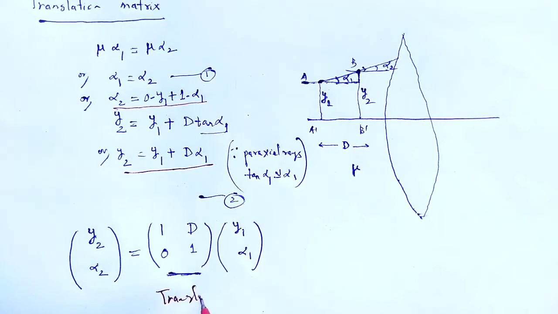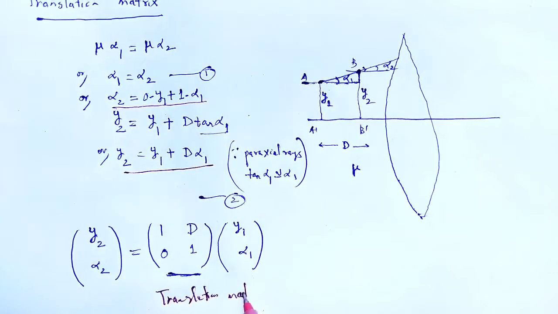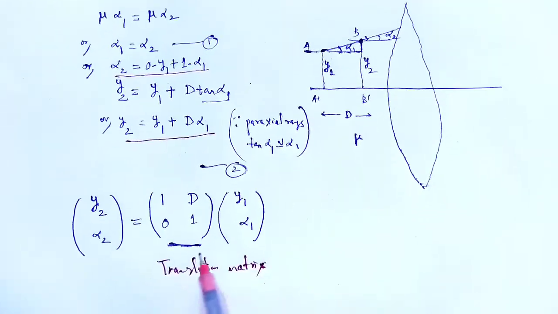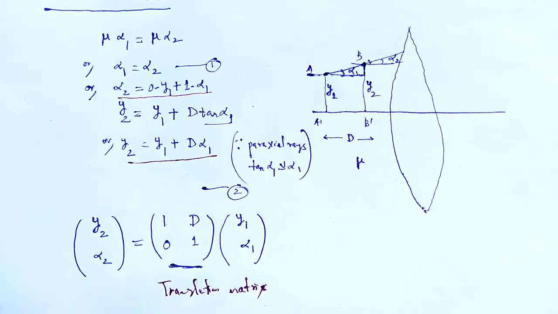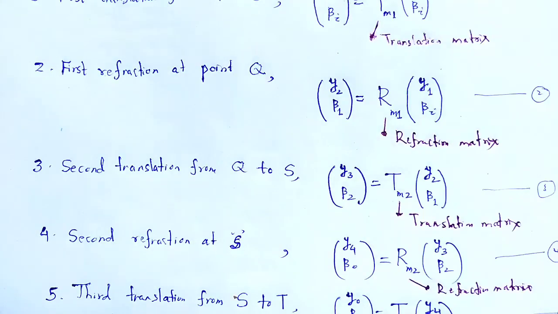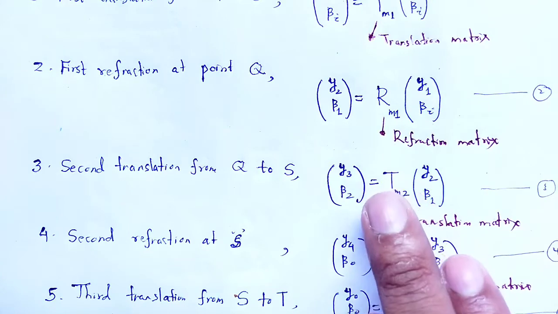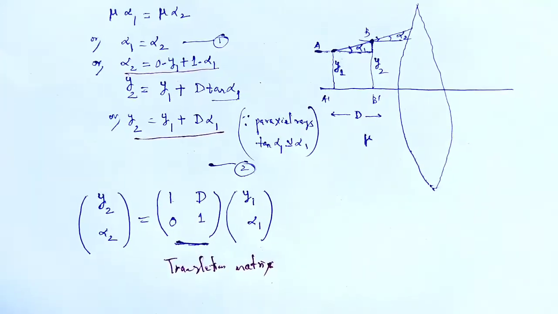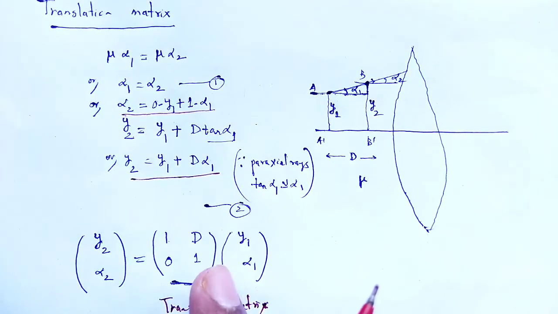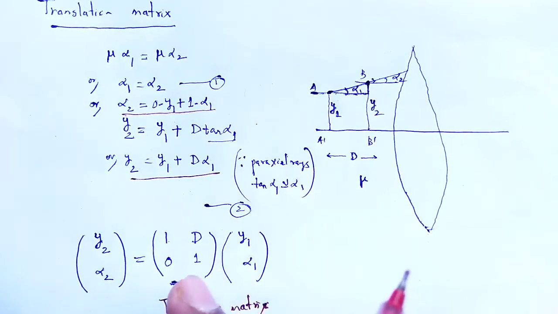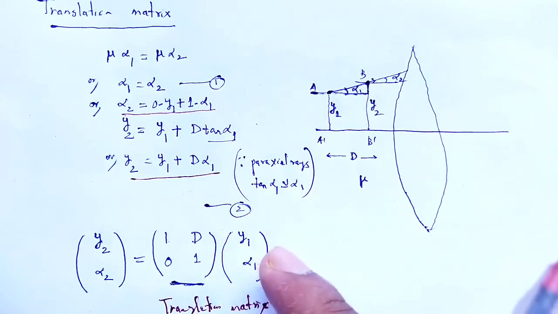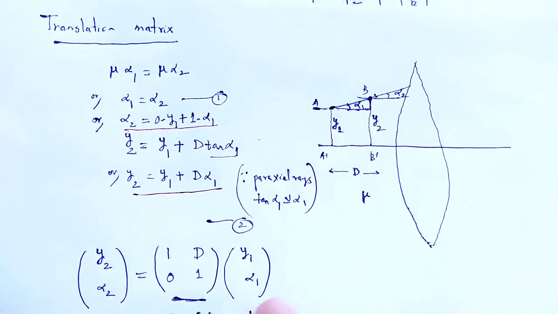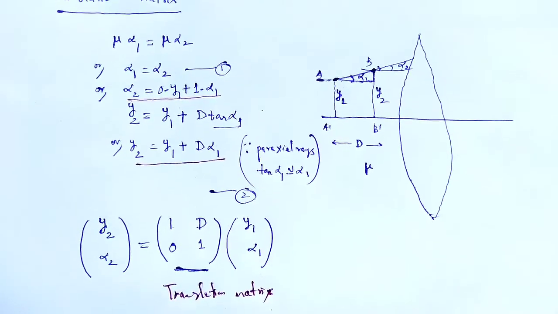So the translation matrix is 1 D 0 1, that is a 2x2 matrix, as we studied here. The translation matrix will be a 2x2 matrix. So here the output matrix is the translation matrix times the input matrix. So in this way the translation matrix is calculated.